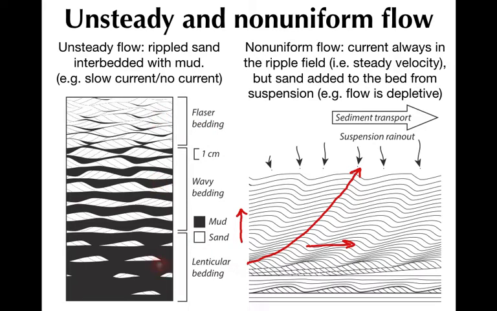This type of bedding, flaser, wavy, and lenticular bedding, is usually associated with tides, because tides come in and they produce a current as they do so, and then during high tide they just sit there, no current. And then as the tide goes out, it produces a current in the opposite direction, and then during low tide you get still water again. And that is a perfect mechanism for producing an arrangement of bed forms that looks like this.